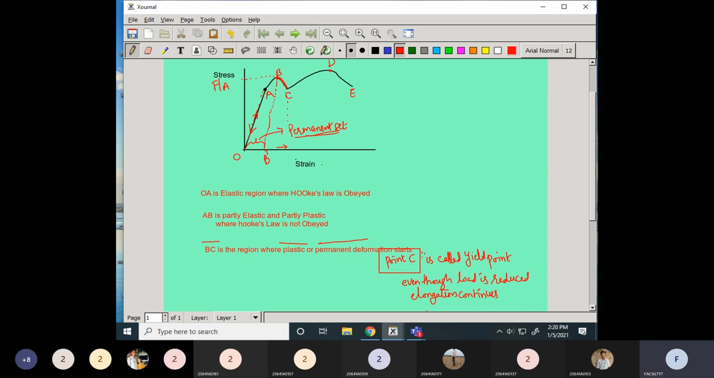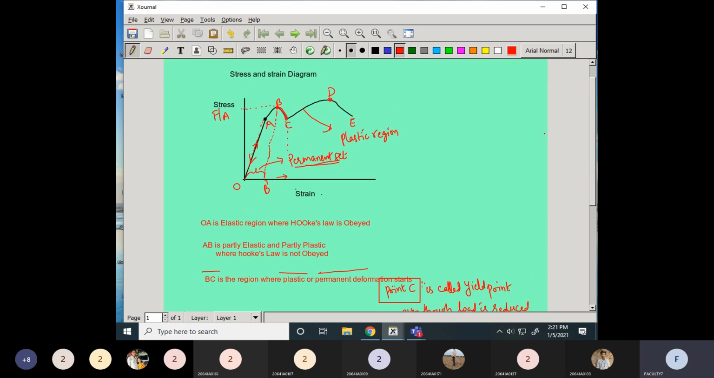Now thereafter, if you continue between point C to point D, this region we are going to consider as the plastic region. So permanent deformation will remain permanent. So this is the plastic region.